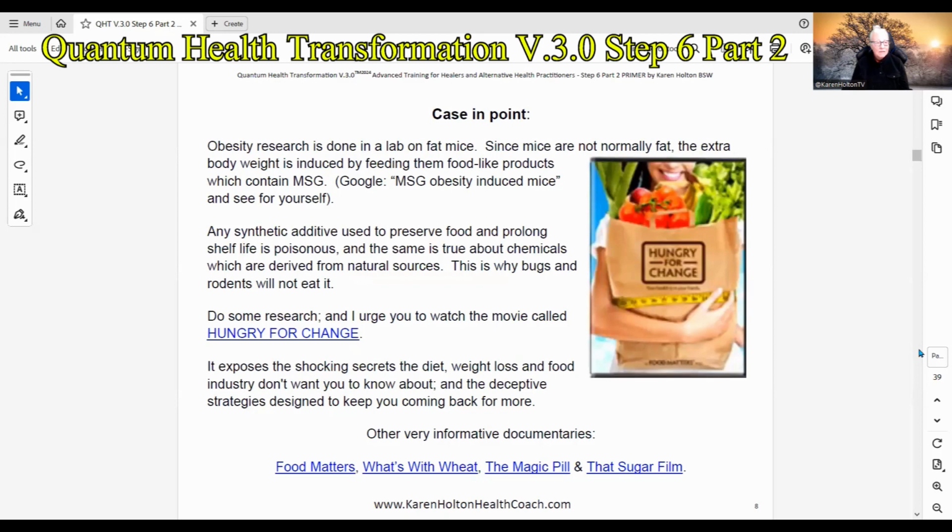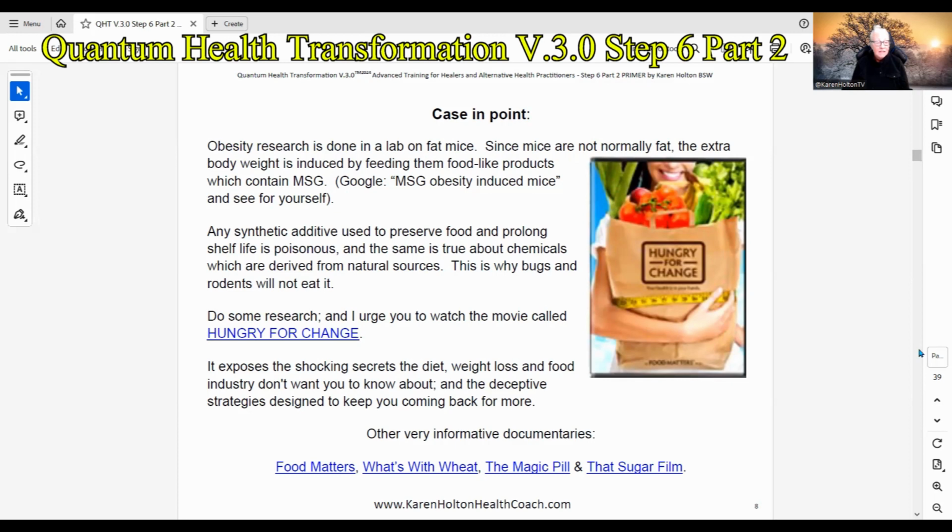Case in point, obesity research is done in a lab on fat mice. Since mice are not normally fat, the extra body weight is induced by feeding them food-like products which contain MSG. If you Google MSG obesity-induced mice, you can see for yourself.